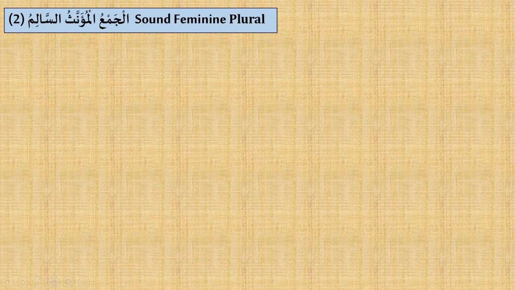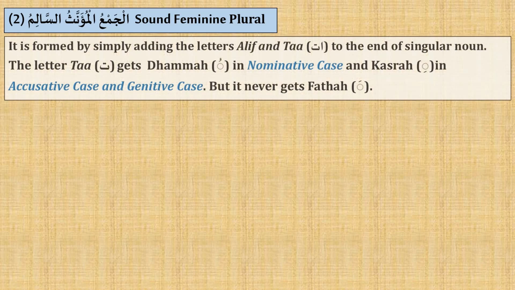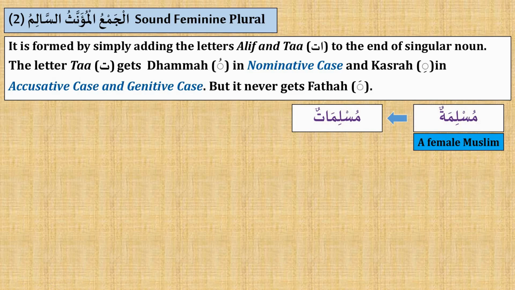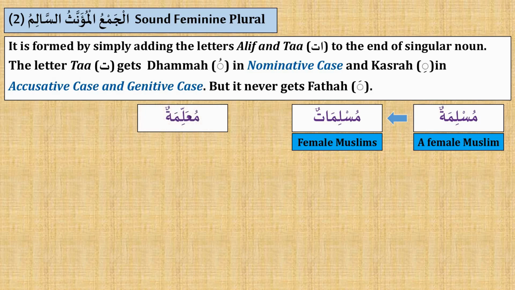The next one is الجمع المؤنث السالم, sound feminine plural. It is formed by simply adding the letters alif and ta to the end of the singular noun. The letter ta gets damma in nominative case and kasra in accusative case and genitive case, but it never gets fatha. Example, muslimatun, a female Muslim, and the plural of it is muslimatun, female Muslims.